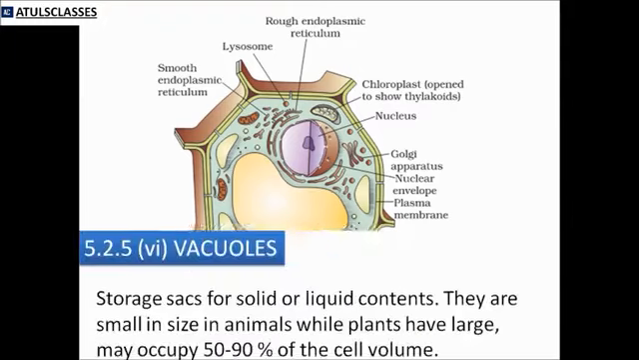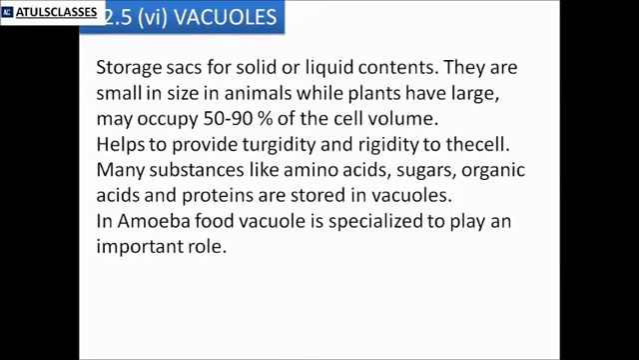And the vacuoles are storage sacs for solid or liquid content. They are small in size, while in plants they are large. A single plant cell vacuole can occupy 50 to 90% of the cell volume, and it helps in turgidity and rigidity. They store many amino acids and other important biomolecules.